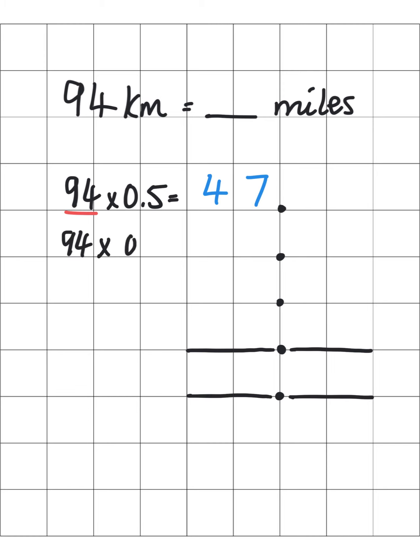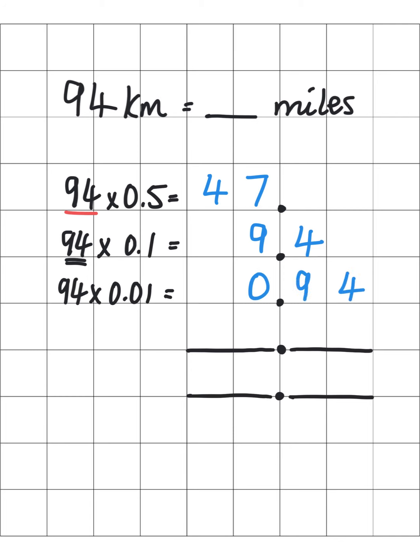94 times by 0.1. Don't forget it's the 94, it's not the 47, it's got nothing to do with the 47. So 94 divided by 10 is going to be 9.4. 94 multiplied by 0.01, in other words, divided by 100 is 0.94. Same again on the next line. And then we're ready to add it up.